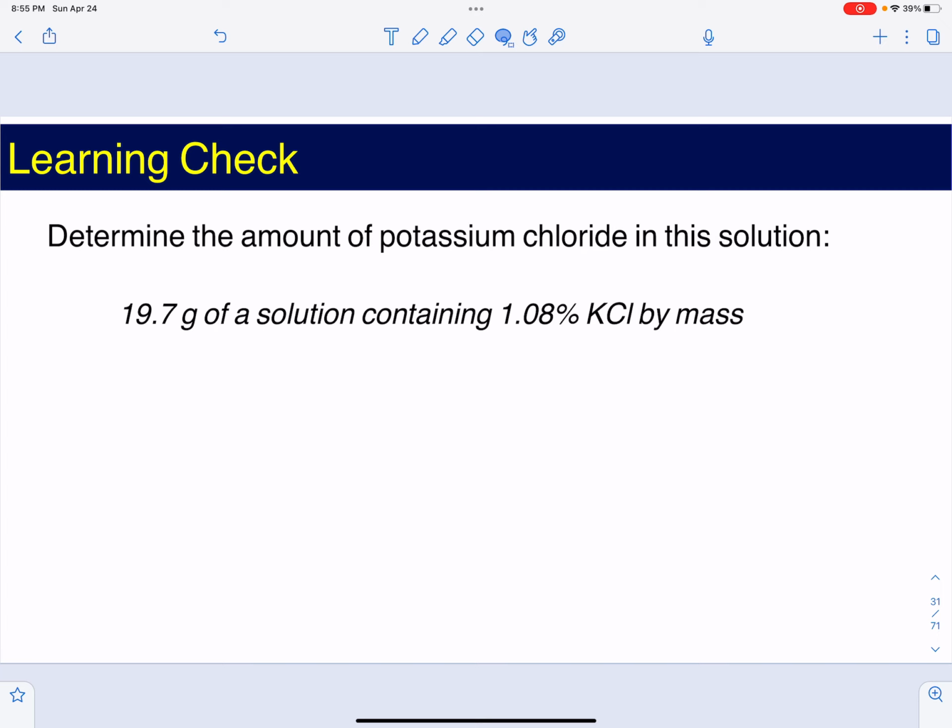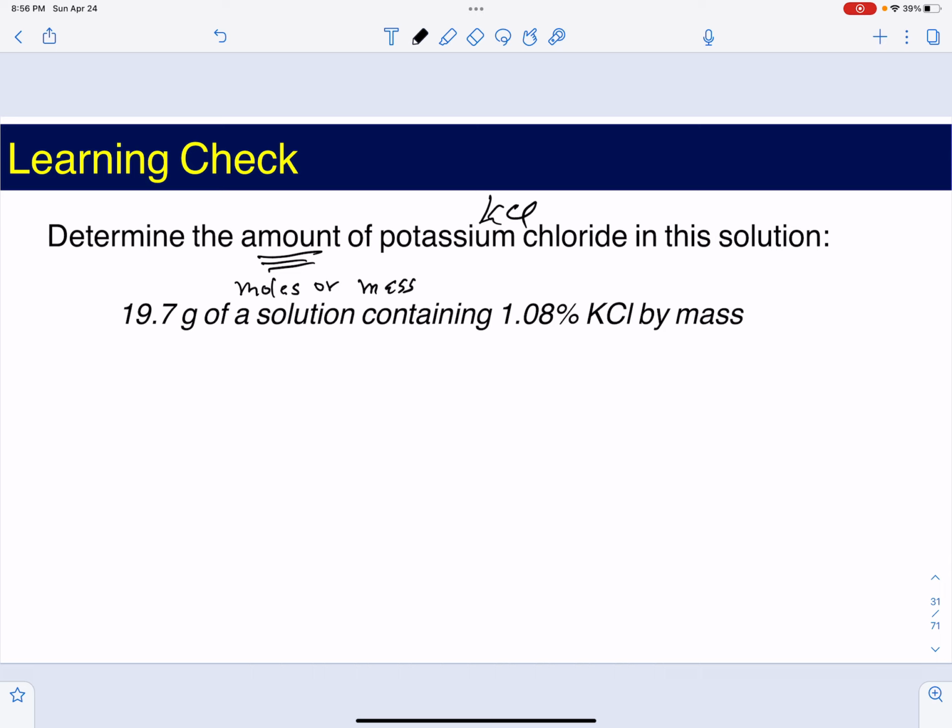So how can we use this mass percentage? Determine the amount of potassium. So we're looking for an amount, so we're either looking for moles or mass, grams or something like that, of potassium chloride, KCl, in this solution.